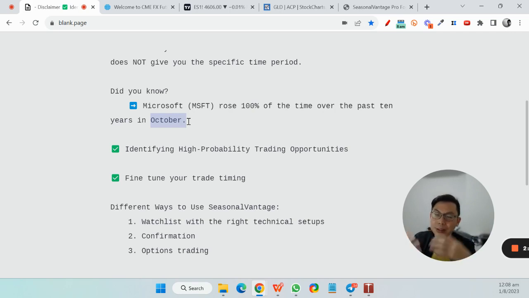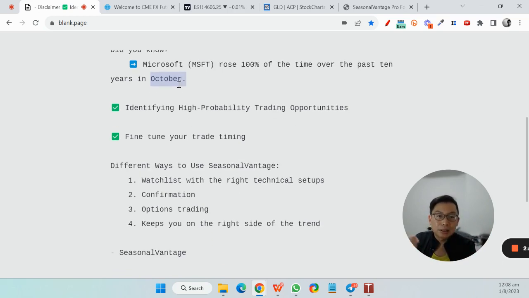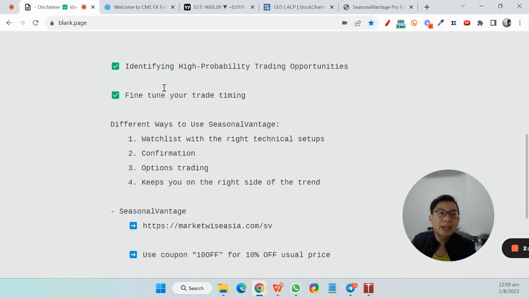For example, certain pairs, it could be the dollar index, the euro, the pound dollar, tend to go up or go down during certain times of the month. And as I mentioned, seasonality can help you identify high probability trading opportunities and also help you fine tune your trade timing as well.